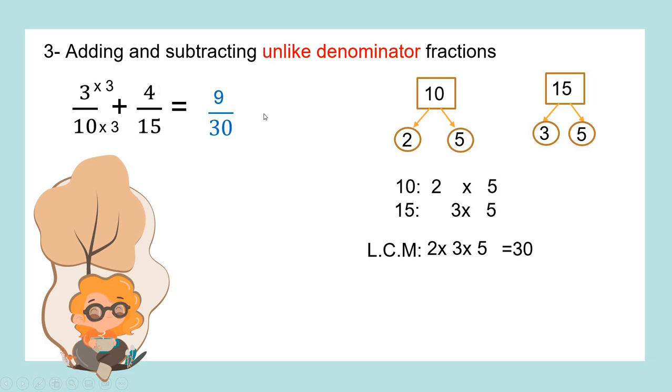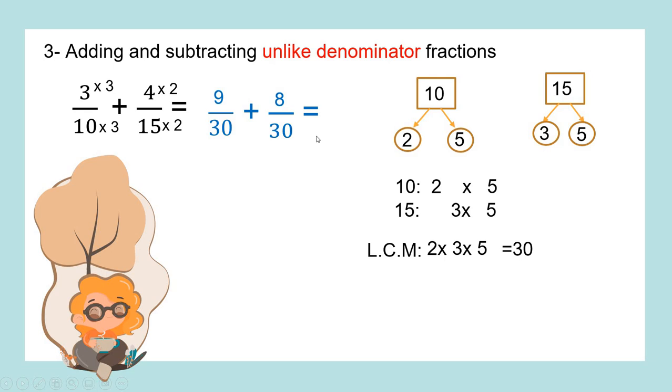Plus, what about the second one? How can I convert the 15 to be 30? It's not easy, but if you have the LCM like this, it will be easy. Where is the 15? 3 times 5 equals 15. Times what here? Yes, it's times 2. So if I want to convert the 15 to be 30, I will multiply it by 2. So I multiply up and down by 2, and the denominator is 30. So 4 times 2 equals 8.